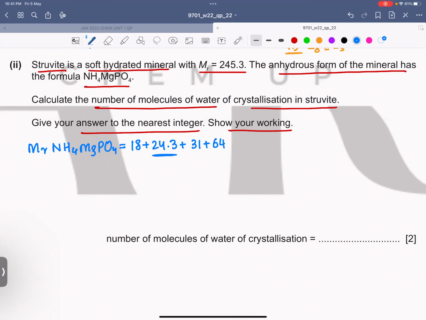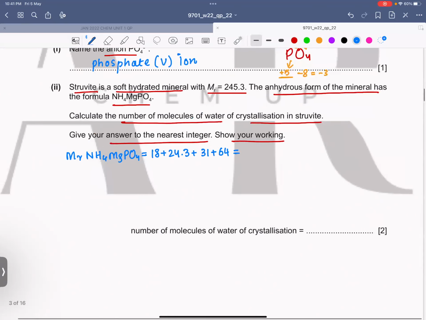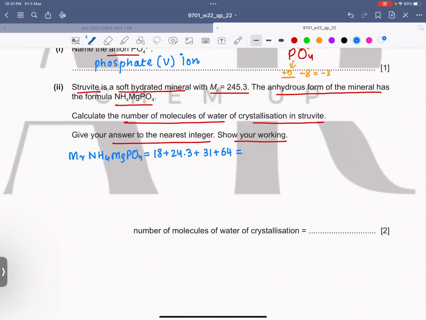Yes. What is the AR of magnesium? Yes, sir, 24.3. Okay. So can anybody calculate the MR over here? Yes, sir, 137.3. 137.3. So see, this is the MR of the anhydrous struvite.